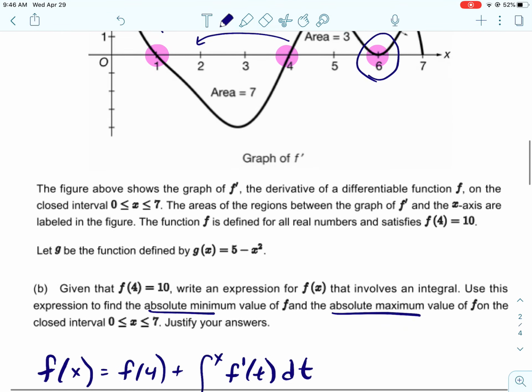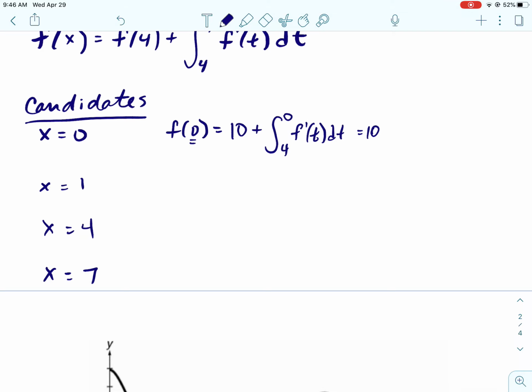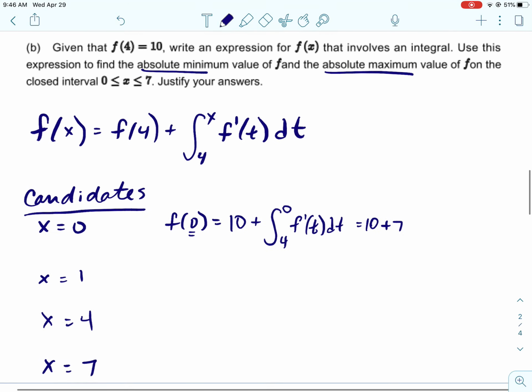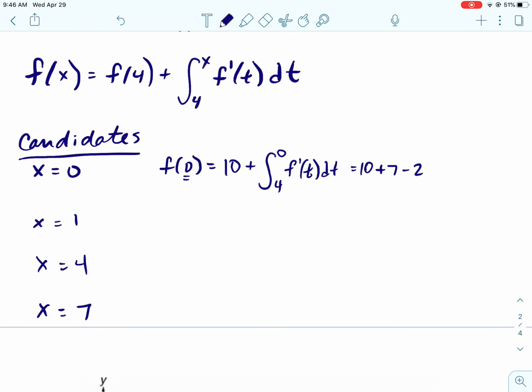the area for, we're moving backwards from 4. So when we move backwards, we use the opposite sign. So 7 is below the x-axis, but because we're moving backwards, we would do the opposite sign. All right, and then 2 is above, this area 2 is above the x-axis, but because we're moving backwards, we're going to subtract it.